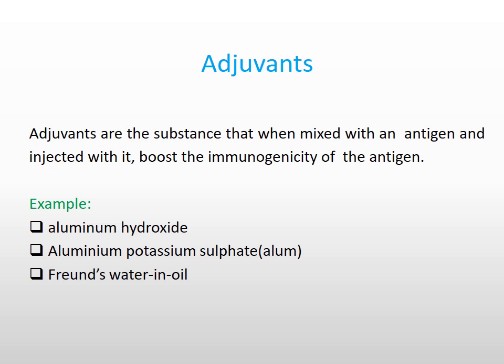Carrier protein, when combined with hapten, produces the complete antigen or produces an immunological reaction. Hapten itself cannot produce an immunological reaction. Carrier protein itself is also non-immunogenic. But an adjuvant is a substance which, when mixed with antigen, boosts the immune response. After addition of the adjuvant, the immunogenicity is increased or boosted. Some examples are aluminum hydroxide, aluminum potassium sulfate or alum, etc.